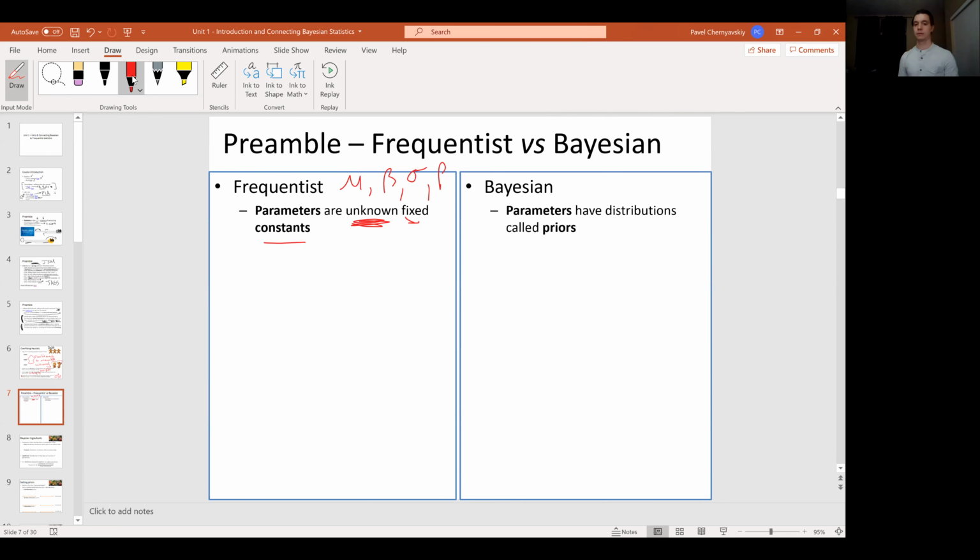In the Bayesian world, parameters have distributions called priors. That's not the only name for a distribution of a parameter, but this is the name for the distribution of the parameter before any data is collected.